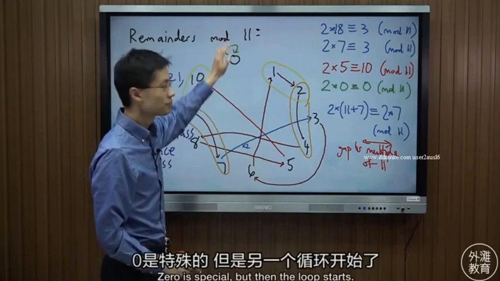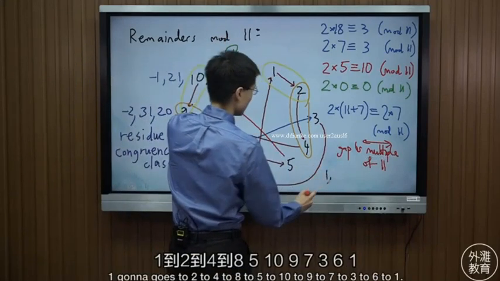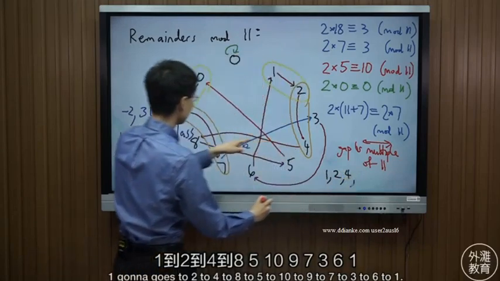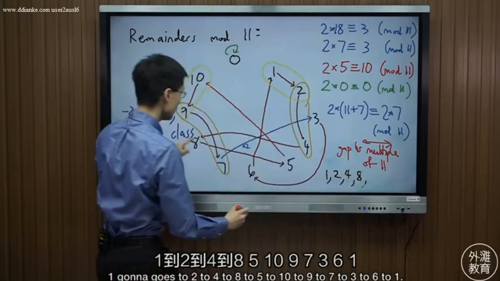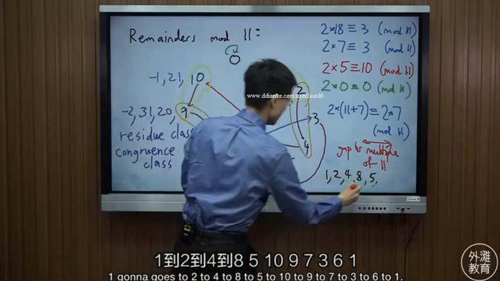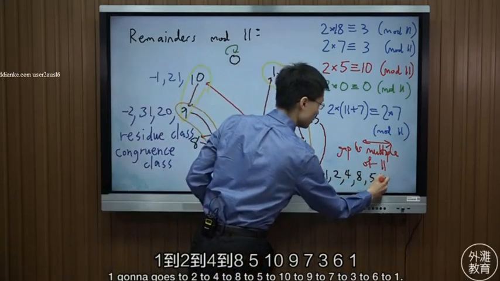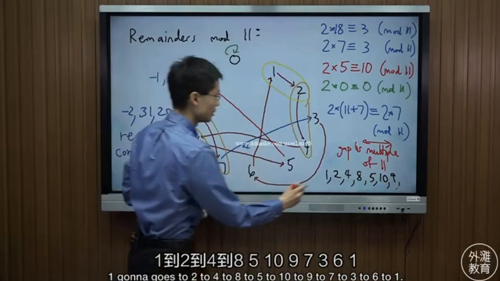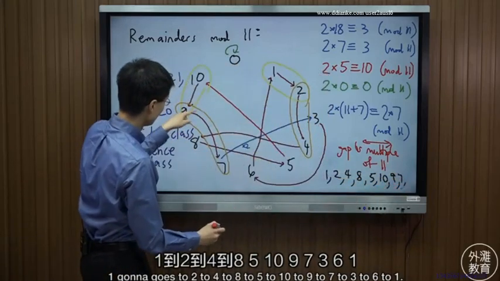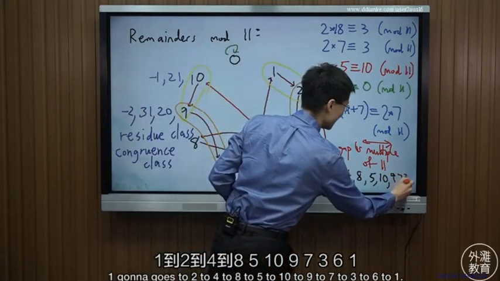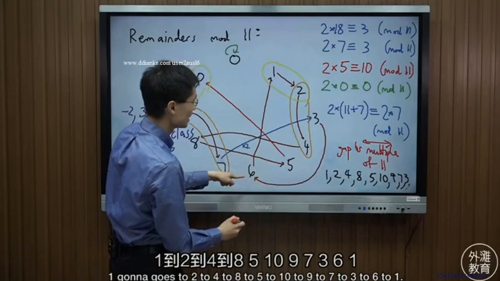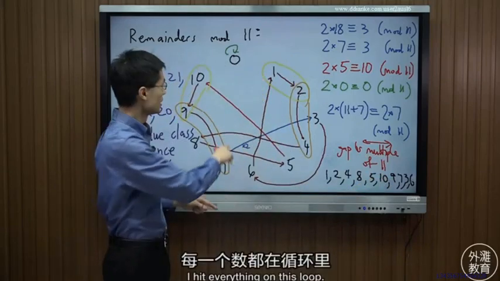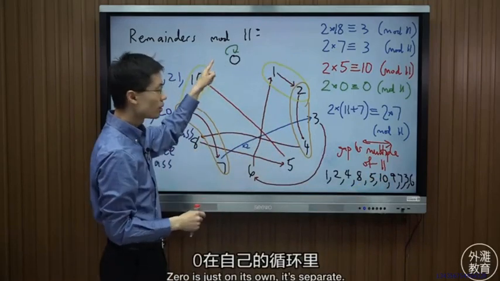The 0 is special. But then the loop starts 1, then it goes to 2, then to 4, then it goes to 8, then it goes to 5. From 5 I go to 10. From 10 I go to 9. From 9 to 7. 7 goes over to 3. It's not going to fit now. And from 3 I go to 6 and then 1. So it's perfect. 3 goes to 6. And then it goes back to 1. I hit everything in this loop. 0 is just on its own.